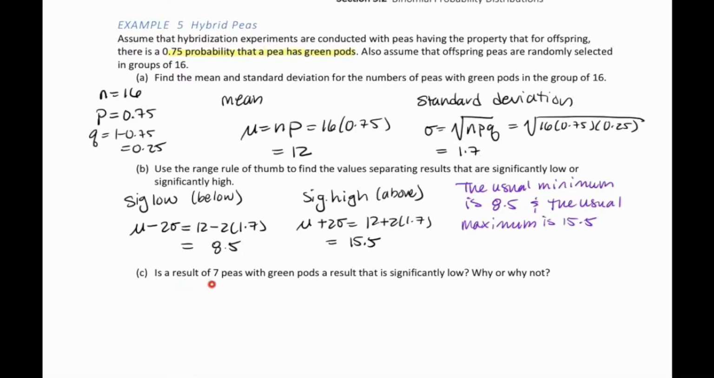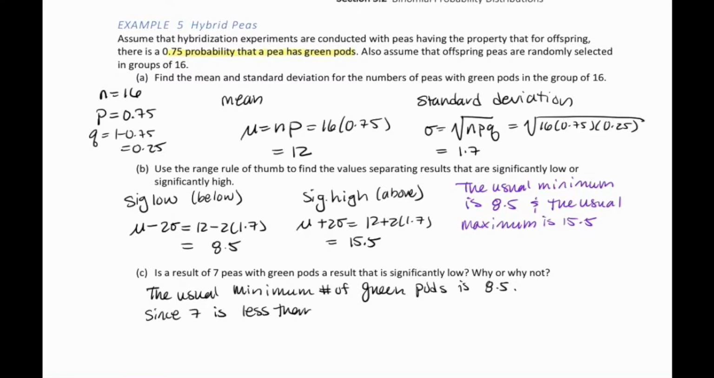Finally, is the result of 7 peas with green pods a result that is significantly low? Why or why not? So let's use the range rule of thumb as above, and let's look at significantly low values or usual minimum. So the minimum usual number of green pods is 8.5. 7 is less than 8.5. So since 7 is less than 8.5, this result is significantly low.